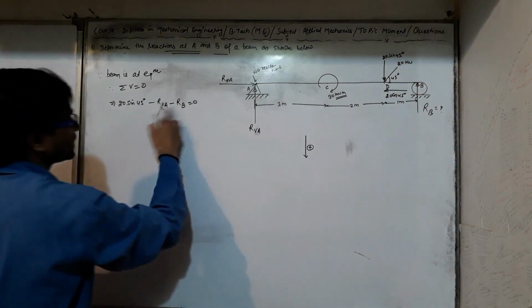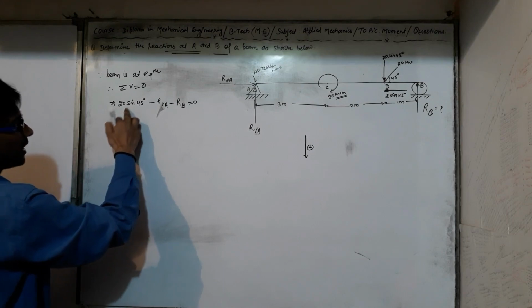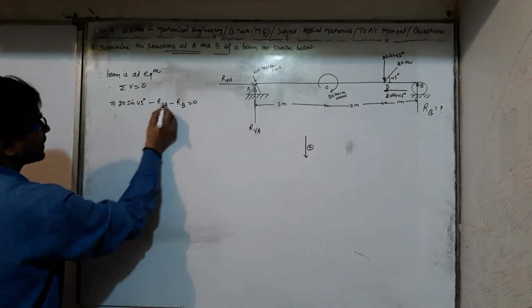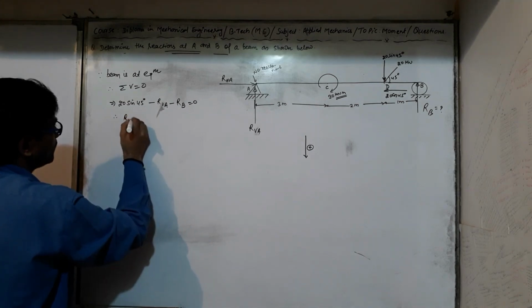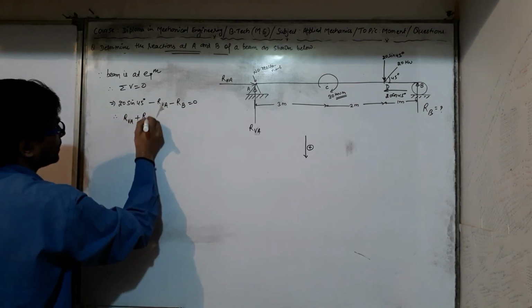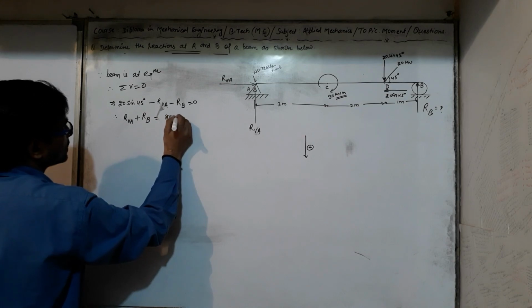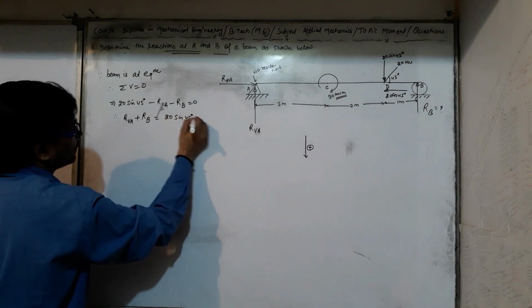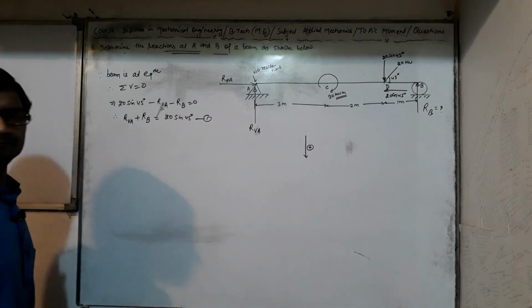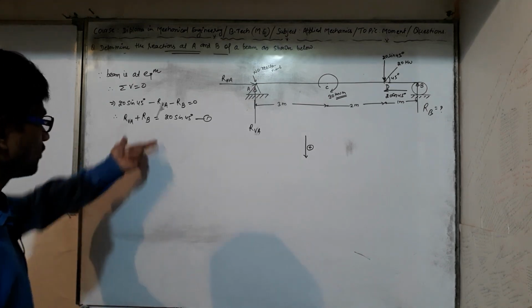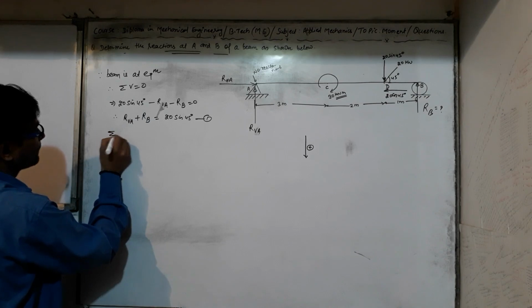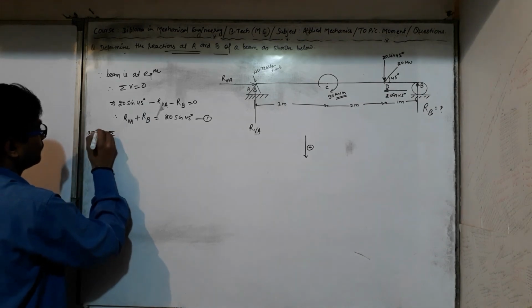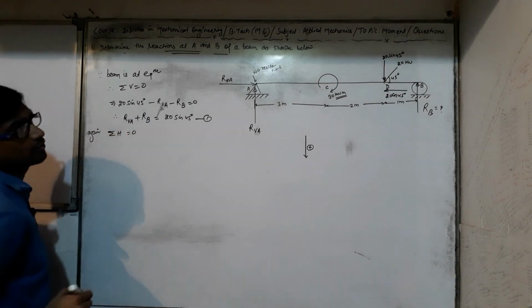If I transpose, it becomes positive. Then RVA plus RB is equal to 20 sin 45 degrees. Here there are two unknown quantities, so we cannot solve. I am taking horizontal forces again. The sum of horizontal forces is equal to 0.